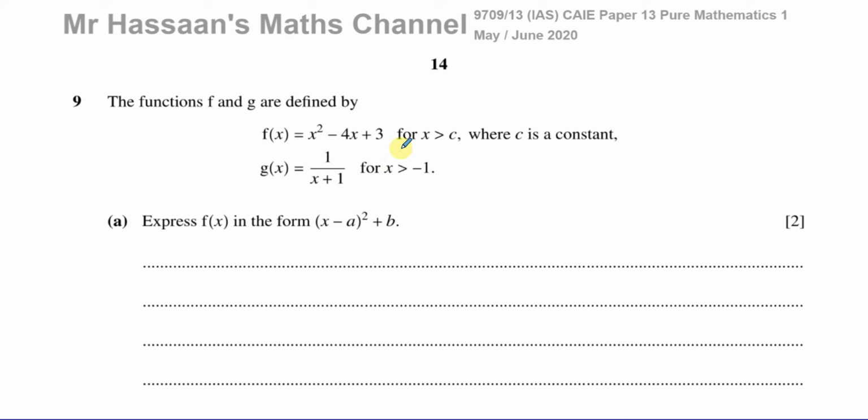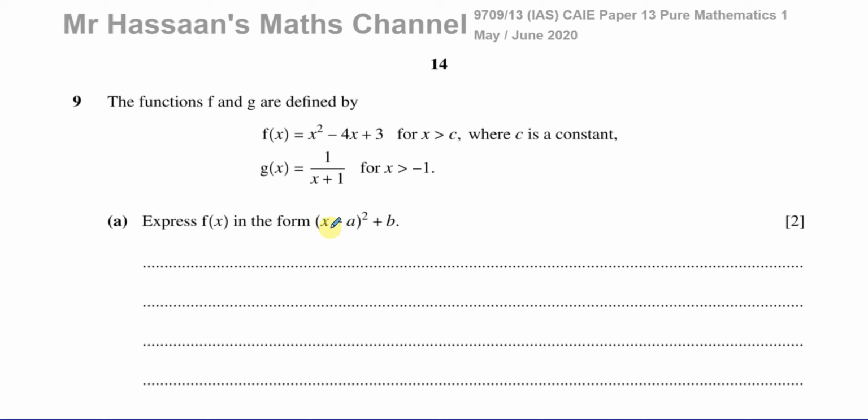They both have restricted domains. For g of x, we know it's restricted for x greater than minus 1, but for f of x, we don't know. We're going to probably have to deal with something to determine what c is, or we will be told what c is. So it says first, express f of x in the form x minus a squared plus b.